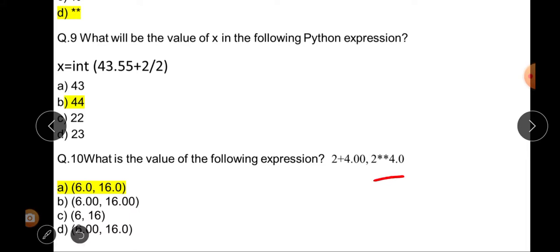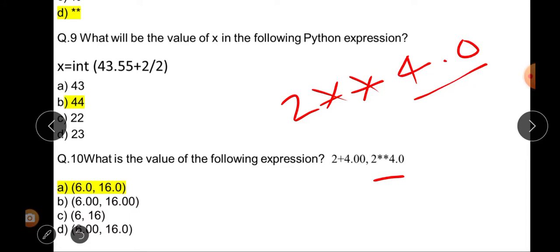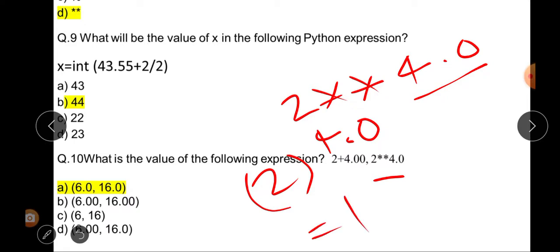And the next expression is 2, exponent sign, and the number is 4.0. It means 2 power 4.0. Obviously the answer will be a float value, and in this case the answer is 16.0. So as far as the second part is concerned, there is no doubt, 16.0 is the answer.